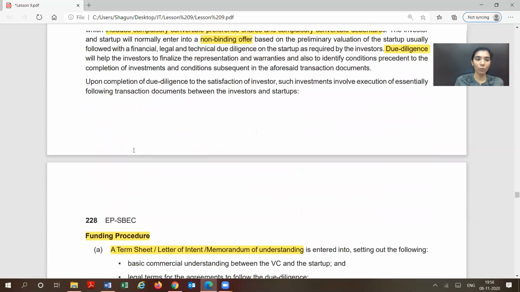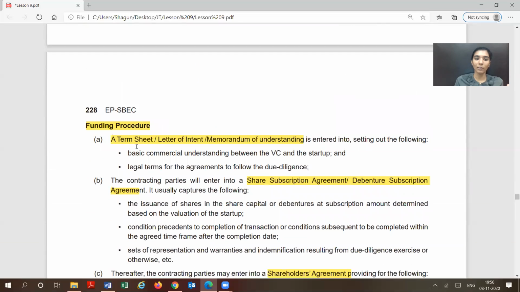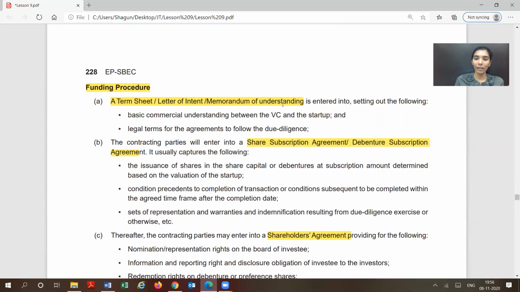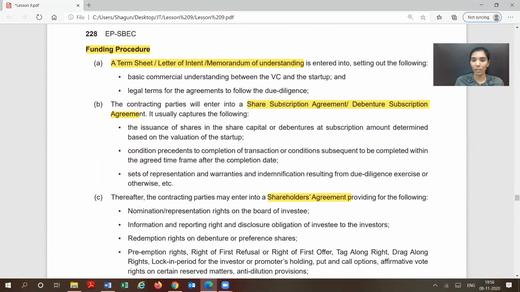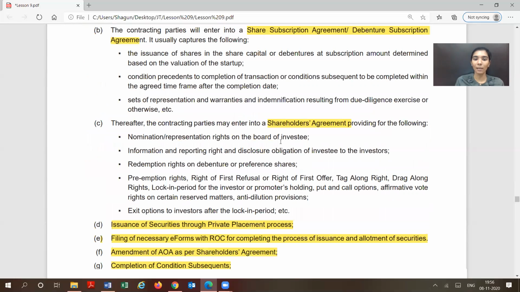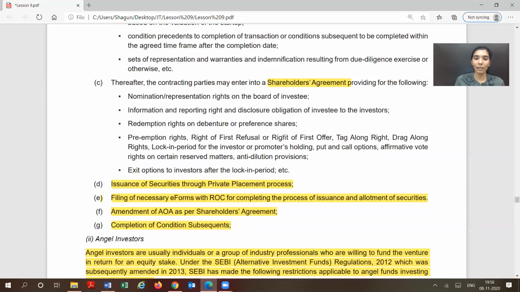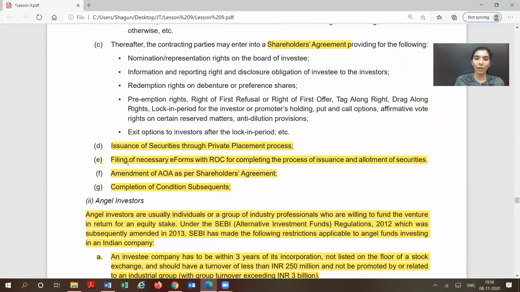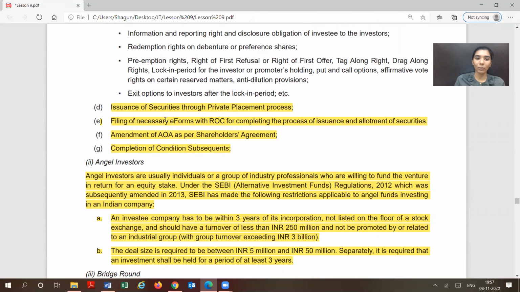तो इनका funding process कैसा होता है? How do these venture capitals and private equities invest in startups? First, a term sheet or letter of intent or MOU is signed, right? Then share subscription agreement या debenture, अगर preference share तो share subscription agreement, debentures हैं तो debenture subscription agreement में enter करोगे. This is regarding subscription. उसके बाद shareholders agreement होगा. Shareholders agreement will speak about the information and reporting rights and disclosure obligations of the investee to the investors, redemption rights, जो भी terms and conditions होंगे between the investor and the company. उसके बाद क्या होगा? Issuance of securities, मतलब CCPS या CCDs आप उनको allot कर दोगे shareholders को through private placement process. अभी आपने allotment किया तो आप जो ROC है उसको inform करोगे with the necessary e-form, which is PAS 3.